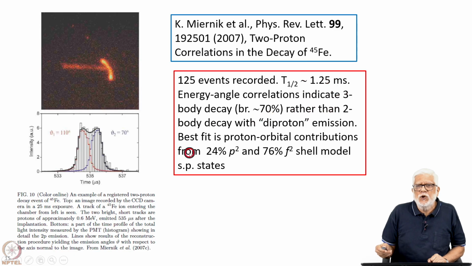Okay. So, now these protons of course can come, the contribution can come from various orbitals in iron 45, and they figured out that this is about 24% contribution from the p orbital and 76% from the f orbital single particle states in the shell model picture. So, anyway, they showed that this is not a diproton emission, but rather a 3-body emission.